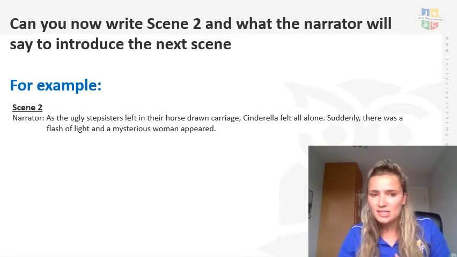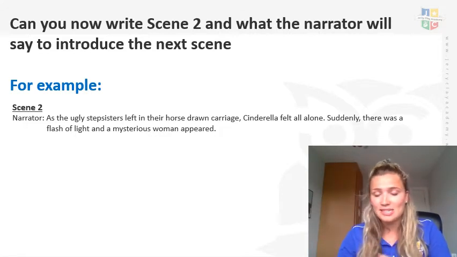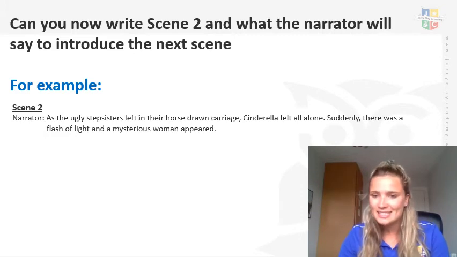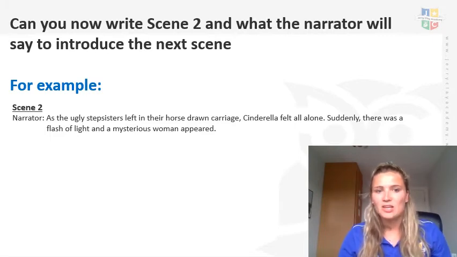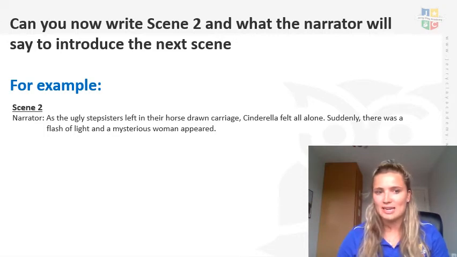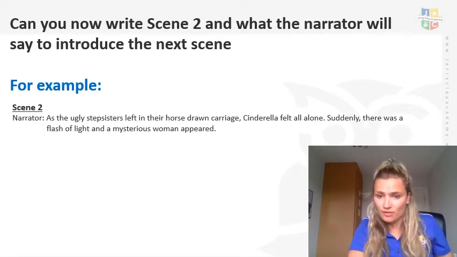So from my narrator speaking, I now know that the stepsisters have left, and Cinderella is at home, and suddenly something is about to happen. There's been a flash of light and a woman has appeared. So I'd like you to have a think of now how you're going to introduce your second scene. Now please make sure it does follow on from your first scene.